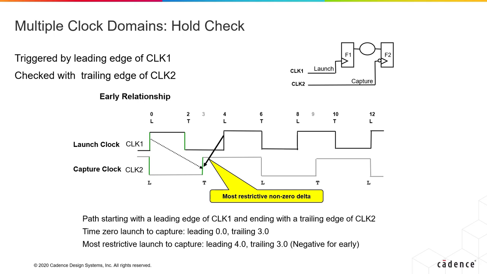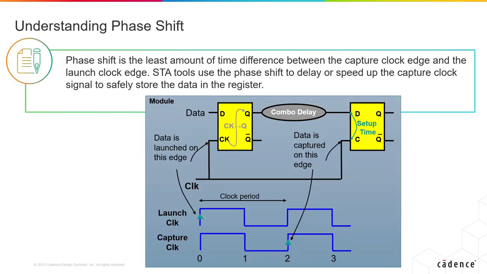If we look at the launch 4, the trailing edge at T3 still hasn't completed saving. That is necessarily the most restrictive edge, and therefore the hold requirement is done at T3 for the hold check. So, if we look at the most restrictive launch to capture, it's 4 and 3, and the data is safely stored, then you're okay. Otherwise, you're failing the hold check. In timing reports, some tools report the difference in the most restrictive launch and capture edges as phase shift.